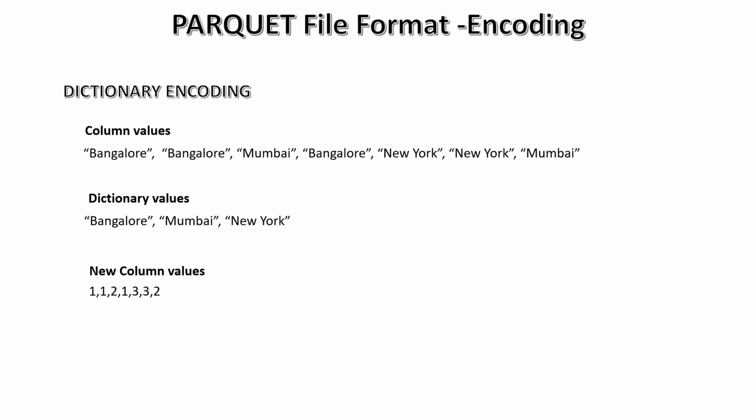But here also there is a chance that the dictionary size can go beyond the actual column values. Consider a scenario where these values are not repeating, or there is very little repetition in the column values. In that case, we'll have to store the dictionary values plus the indexes. So the Parquet library, if it finds that the dictionary is larger than the actual column values, will fall back to the plain encoding.